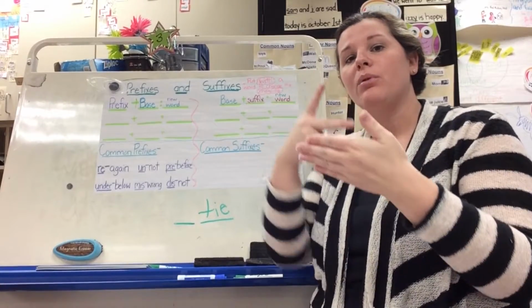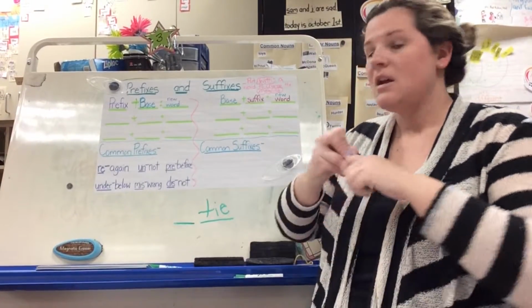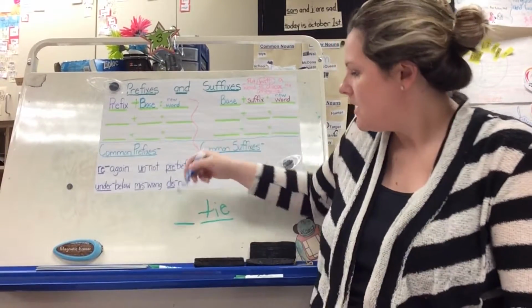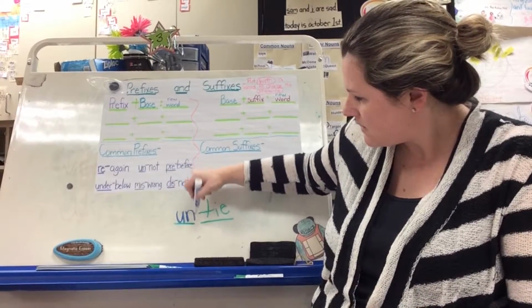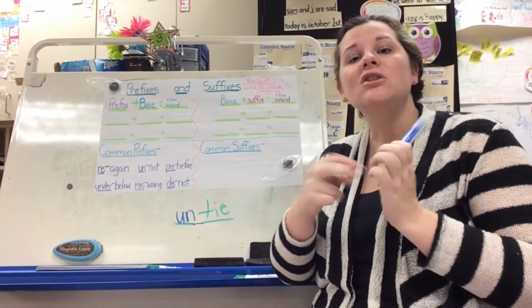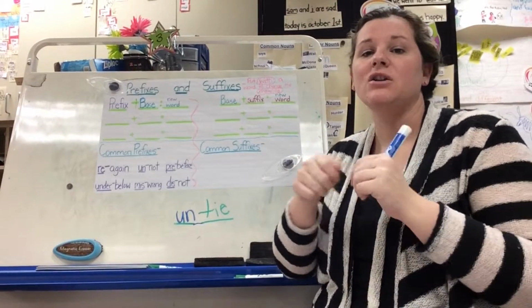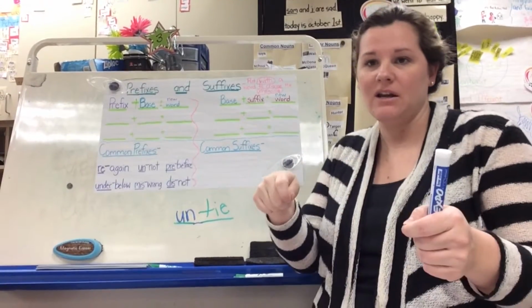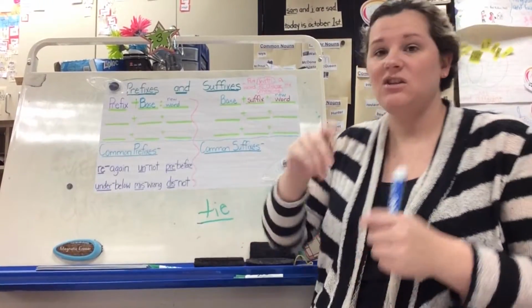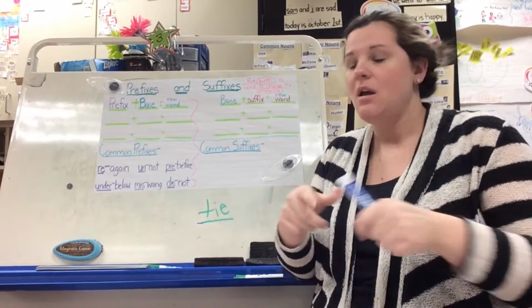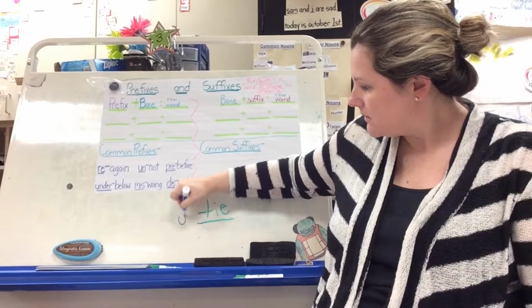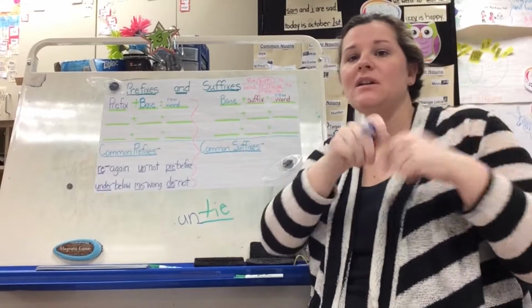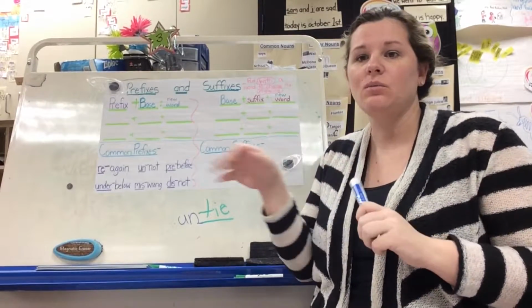If I add the prefix un, and un means not. We're going to talk about that in just a second. Then my word changes the meaning. It means my shoe is then untied. It means it's not tied. So if it's like this, it's just tie. Yes, it's tied. But as soon as you add the prefix, it changes it to not tied, which is the opposite of tied. Okay, so that's what we're talking about today.